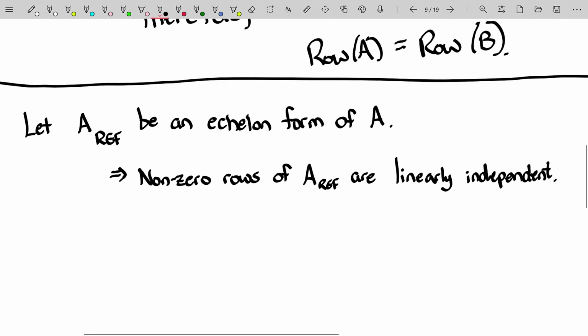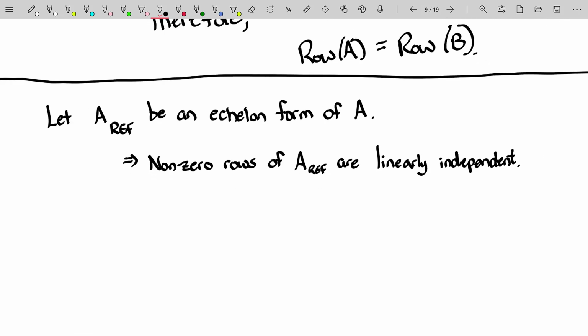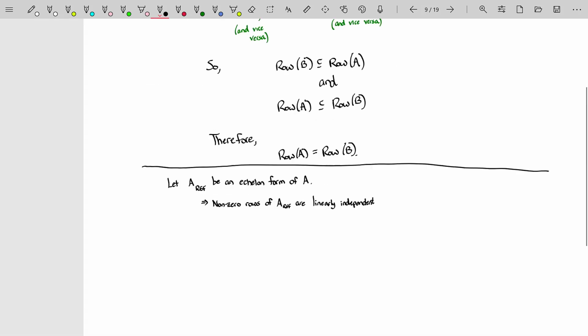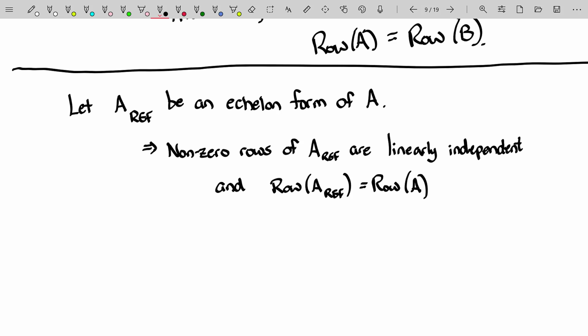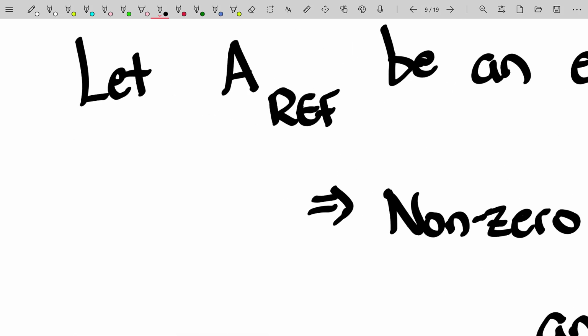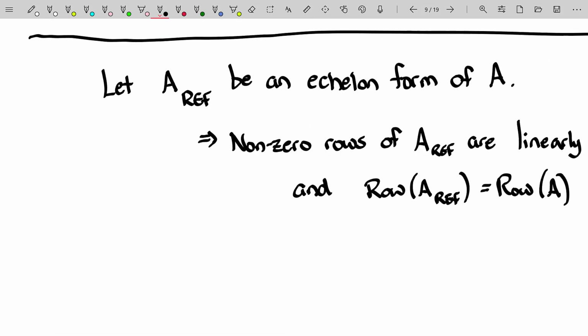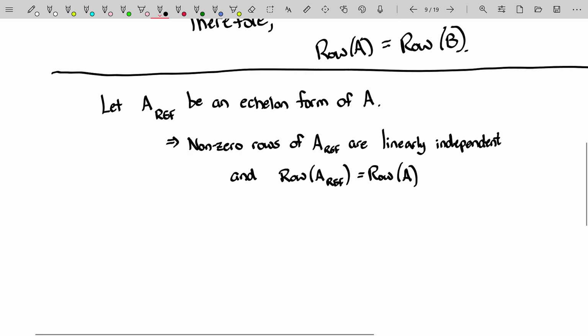One thing we know for certain, if you get A into an echelon form, the collection of non-zero rows of A ref are linearly independent. Moreover, from the first half of this theorem, because A and A ref are row equivalent matrices, the row space of A ref should equal the row space of A. Now remember what we're trying to prove here. We're trying to prove that A ref has rows that will form a basis for the row space of A. To form a basis, you need your rows to be linearly independent, and you need your rows to span the space.